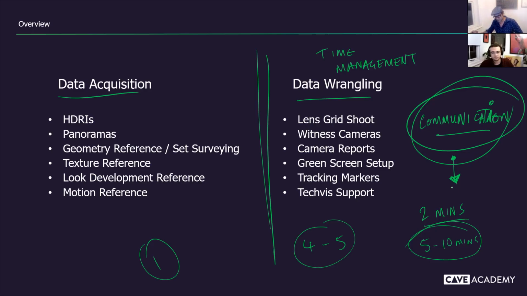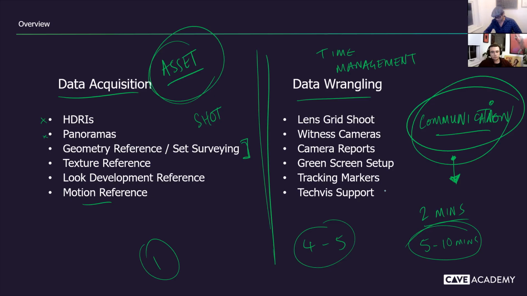But yeah, we're going to cover HDRIs, panoramas, capturing geometry reference, texture reference, look dev, and then motion reference. I would say this is the bulk of stuff you need for asset-based captures. There's some shot stuff in there as well, but it's mainly, let's say, asset plus some shots.